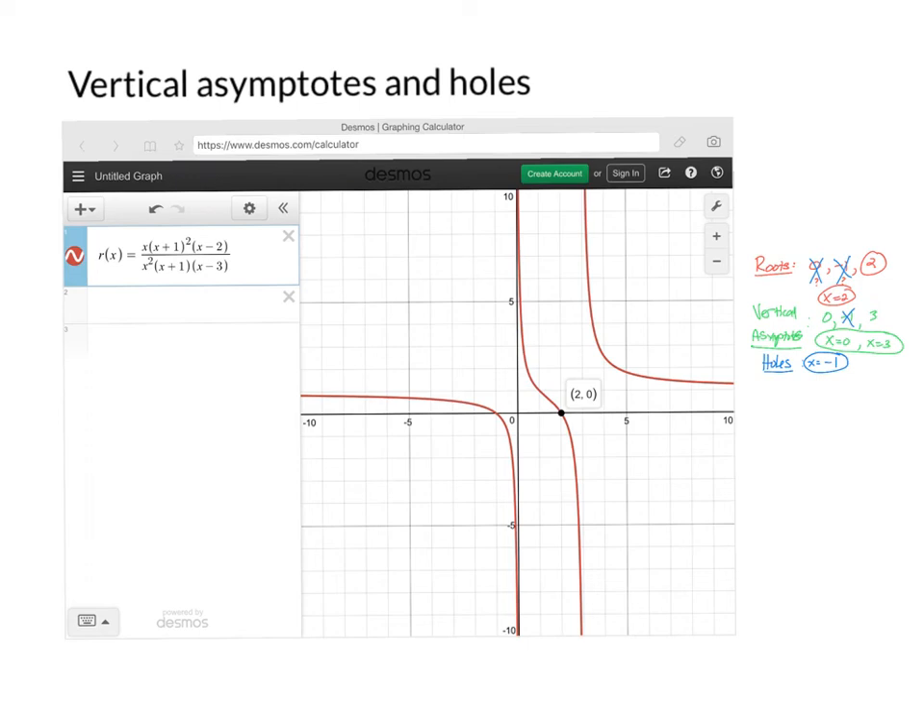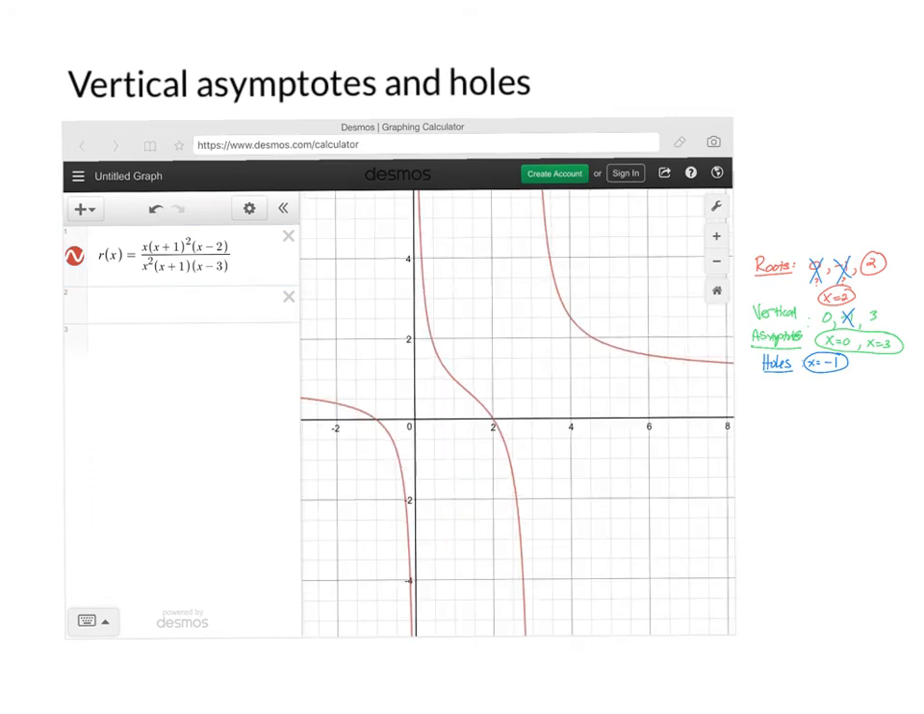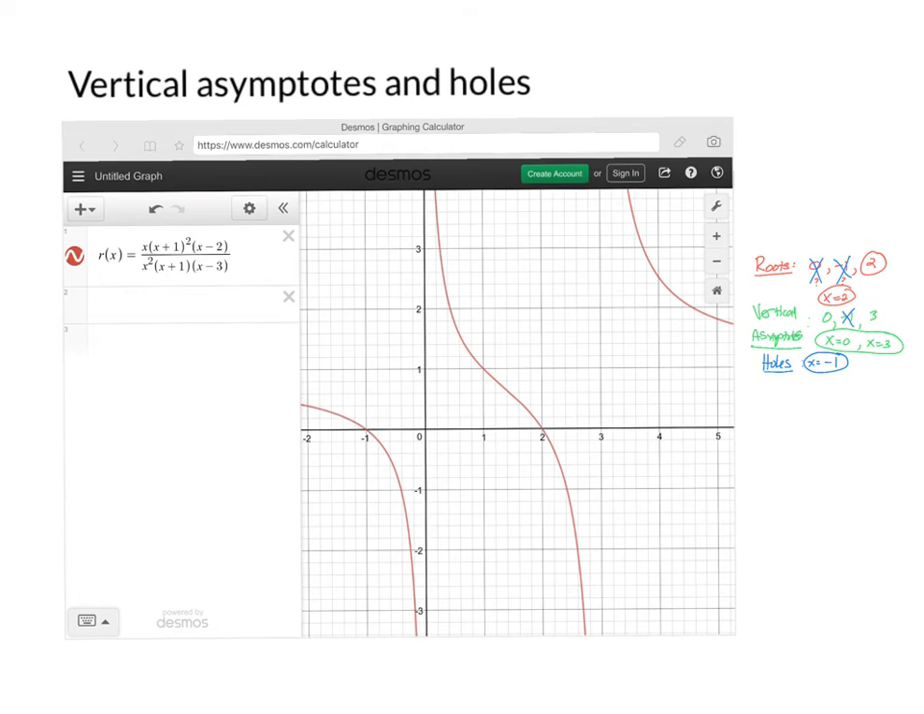And then our vertical asymptotes when x equals 0 and when x equals 3, we can see here. So let's zoom in just a little bit so we can get numbers up. But we can see that when x is equal to 0, we get this behavior that we're looking for, right? So our outputs are going off to infinity. And same thing here at 3. We can see that our outputs are getting very, very large. They're growing unboundedly. So that's great. It's exactly what we wanted to see.